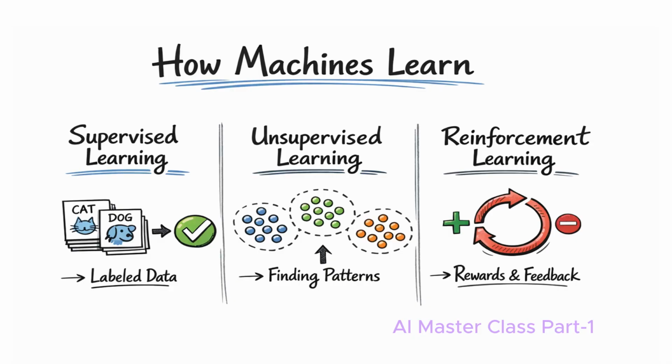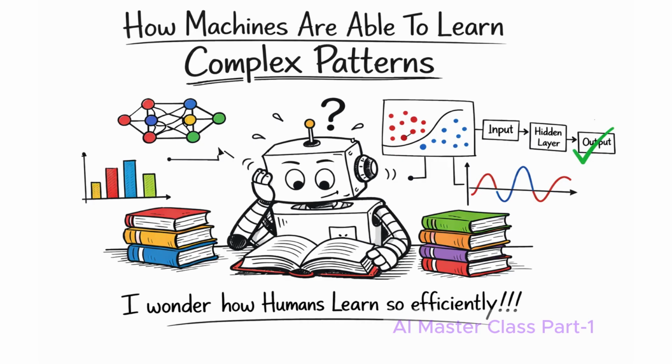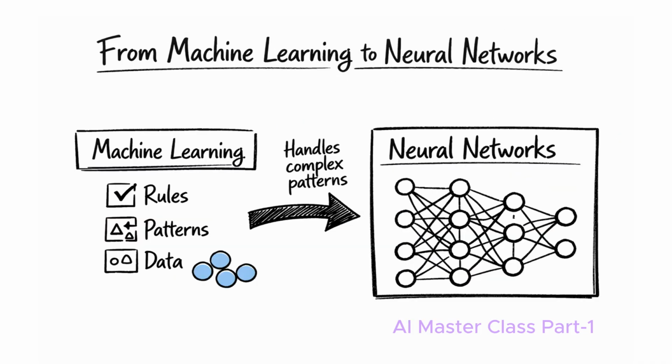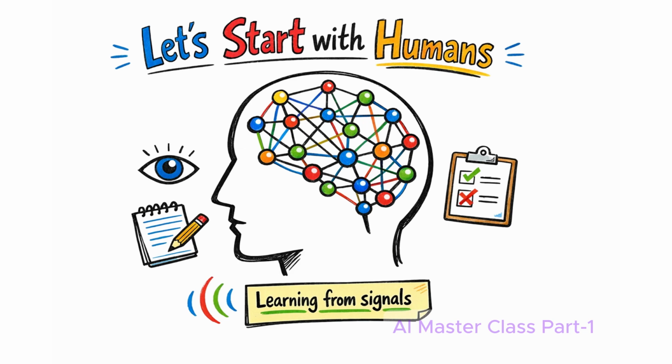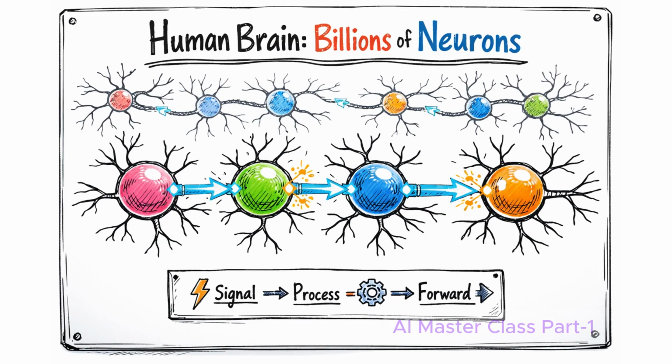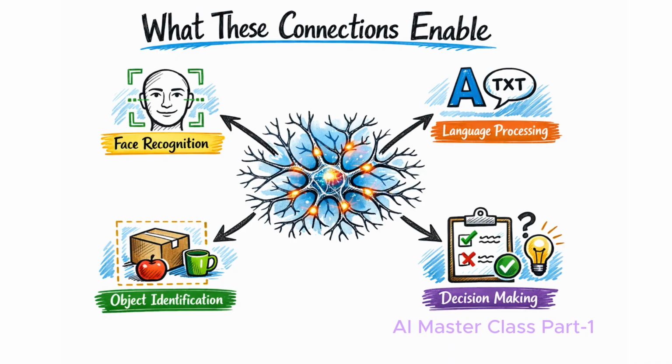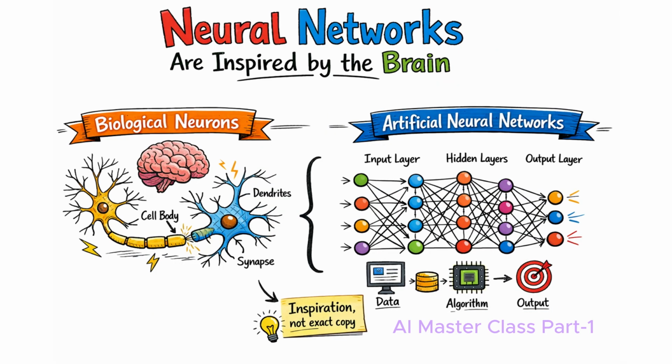Now that we have understood machine learning and its different types, the next logical question is how exactly machines are able to learn complex patterns from data. This is where neural networks and deep learning come into the picture. To understand this, let us first look at how humans learn. The human brain is made up of billions of neurons, where each neuron receives signals, processes them, and then passes the signal forward. Based on these connections and signals, we are able to recognize patterns, understand language, identify objects, and make decisions. Neural networks are inspired by this basic idea.